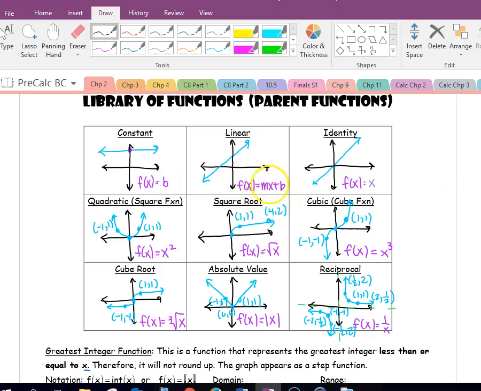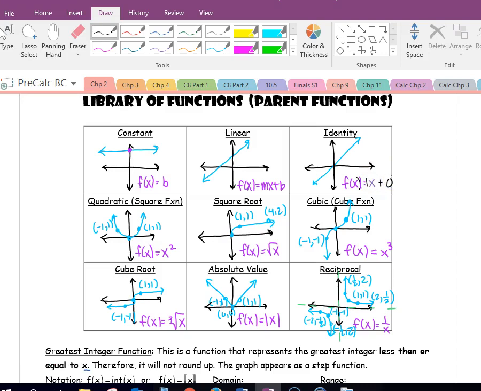Linear, we should be familiar with y equals mx plus b. So we have a line here. Another type of linear equation is an identity. When we say we have an identity, we are specifically talking about y equals x. So with a slope of 1, y-intercept of 0, going through the origin there.